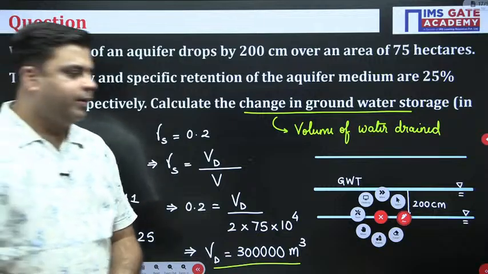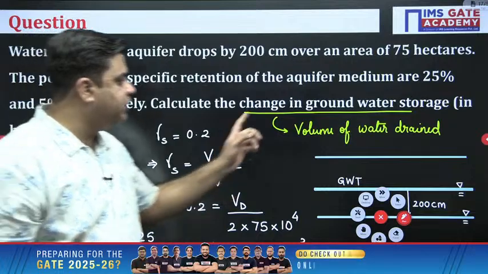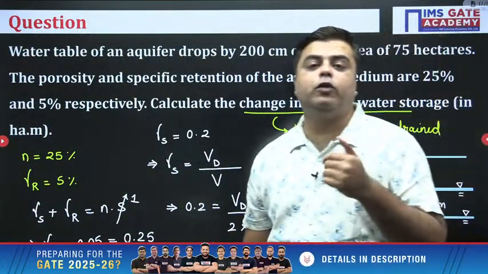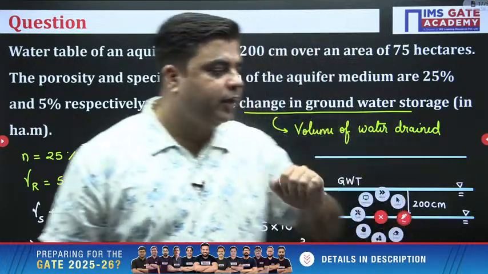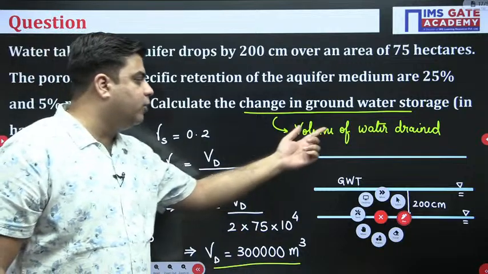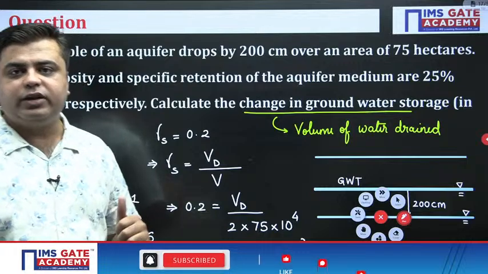Okay. So this is how you need to deal with this question. Whenever you are asked to calculate change in groundwater storage, it simply means you need to find out how much amount of water drained out from the soil medium. That is what we mean by volume of water drained. And for calculating this volume of water drained, you need to find out the specific yield.